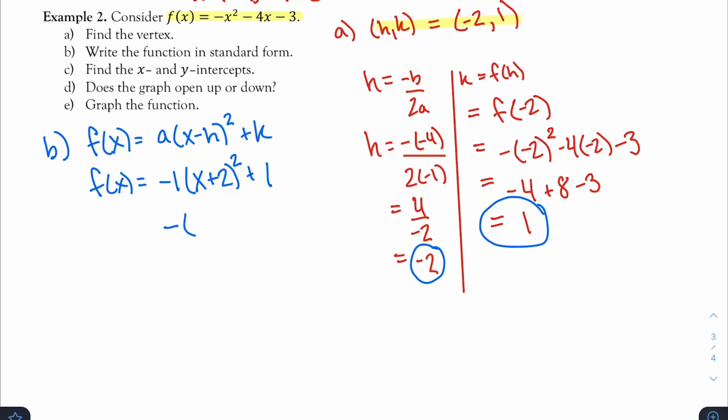One thing I'll notice, if you want, you could just write it as a negative right here as well. That'll still give me the same expression. So I'll take either one of these. So I have my function in standard form.